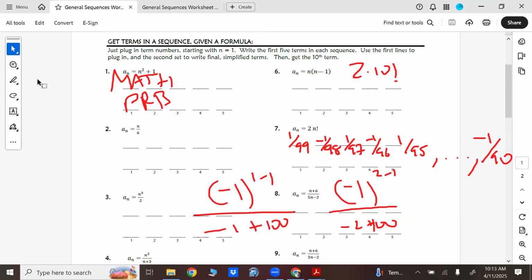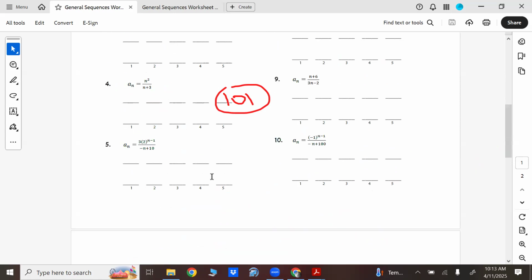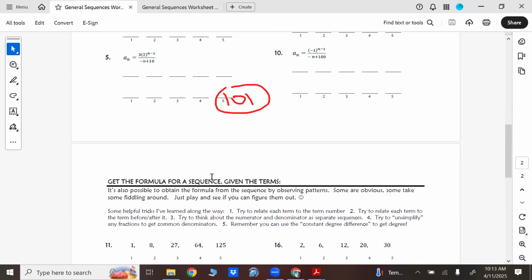If I plug in 10 for n, you get 101, right? For a 10th term. So, okay, that's pretty straightforward. What is 10 factorial? Do you know? Not really.